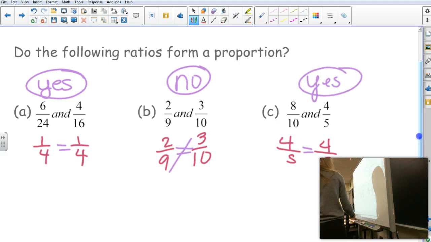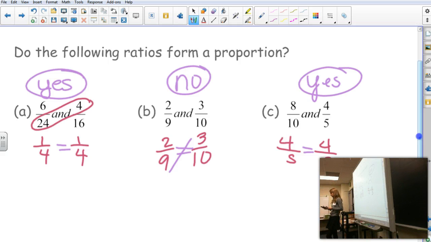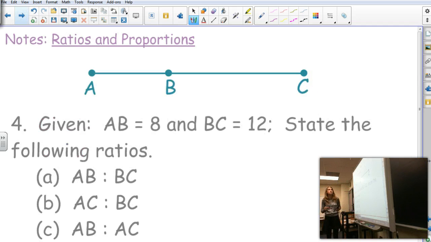Let me show you one more way to determine it. You could take your two fractions and you could cross multiply. I want you to try it. Go to your calculator and do 4 times 24. What do you get? Okay, go to your calculator, go the other way, do 6 times 16. What do you get? Whoa, you got the same number both times. So that's why it's yes. That's just one more way to do it. You can cross multiply. Let's keep moving.